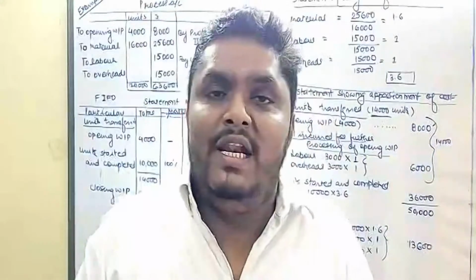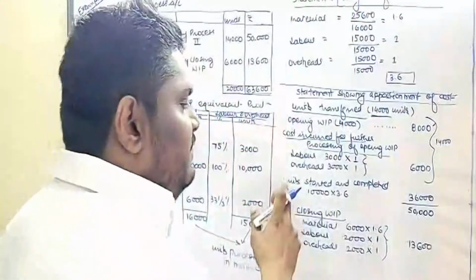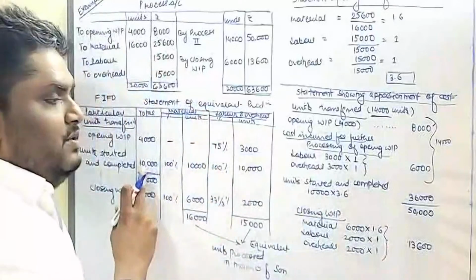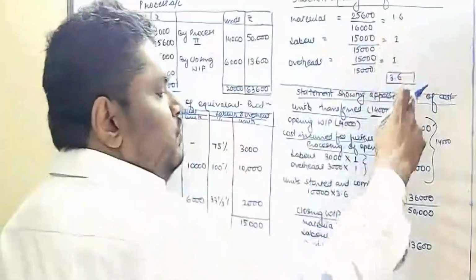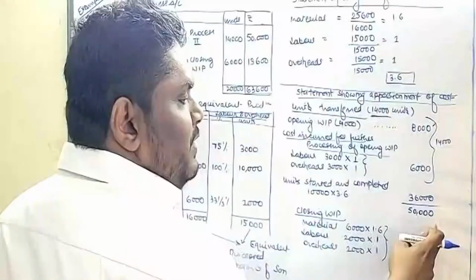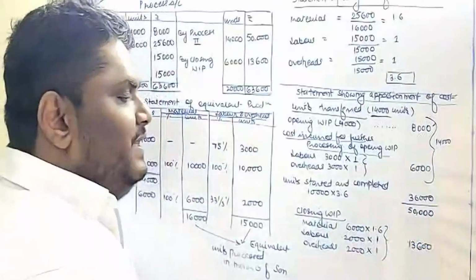Now the remaining units were transferred from inputs that are made during the year. So we have units started and completed. How many? 10,000 units. So 10,000 units into 3.6, that is 36,000. So my total cost of units transferred is 36,000 plus 14,000, that is 50,000.